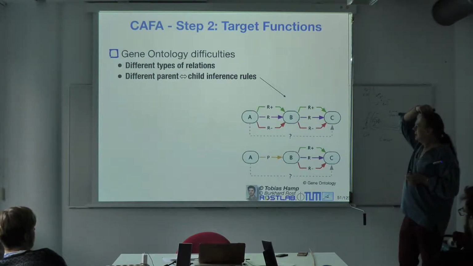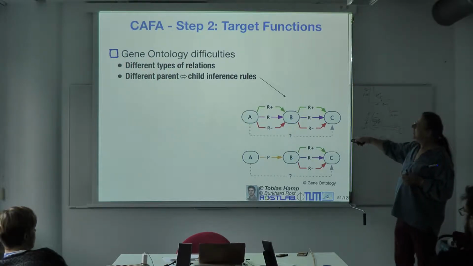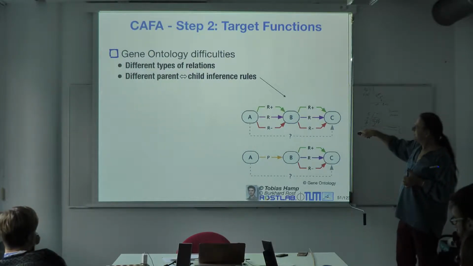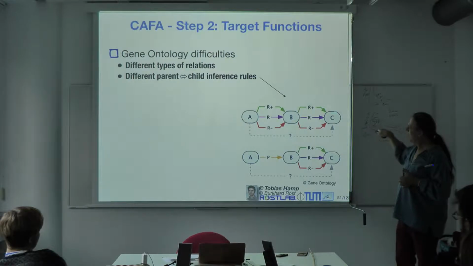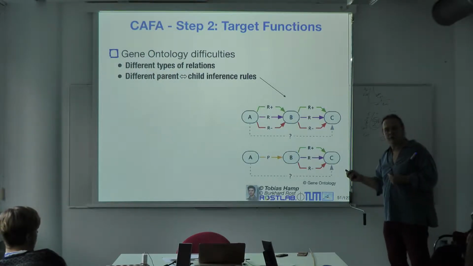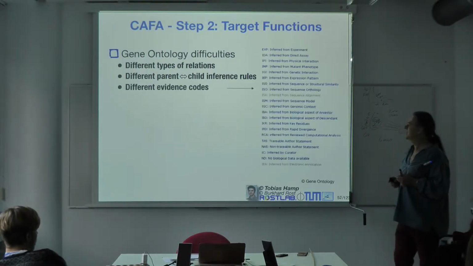Okay, then there are different ways in which we get relations between parent and child, inference rules. So this is one way, and this is another way. Part of the example that I already showed you. It should matter somehow which of these paths you follow.